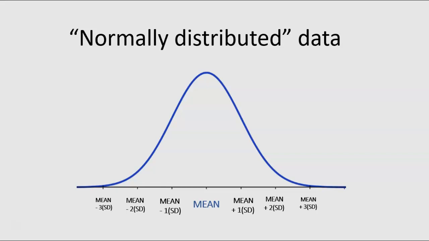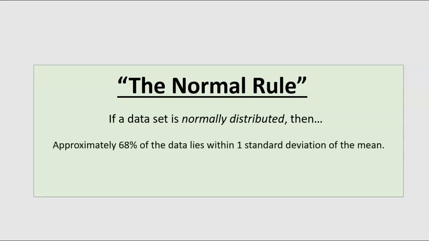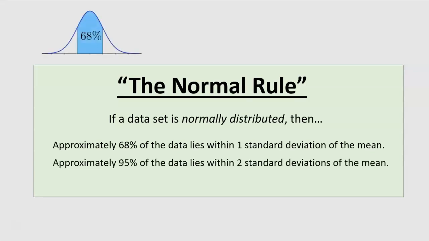At any rate, now that we know what is meant by normally distributed data, we can turn to what is called the normal rule. Unlike Chebyshev's theorem, this isn't universal. It applies only, as the name suggests, to normally distributed data. It tells us that if a data set is normally distributed, then 3 things are true. First, approximately 68% of the data lies within 1 standard deviation of the mean. Next, approximately 95% of the data lies within 2 standard deviations of the mean.